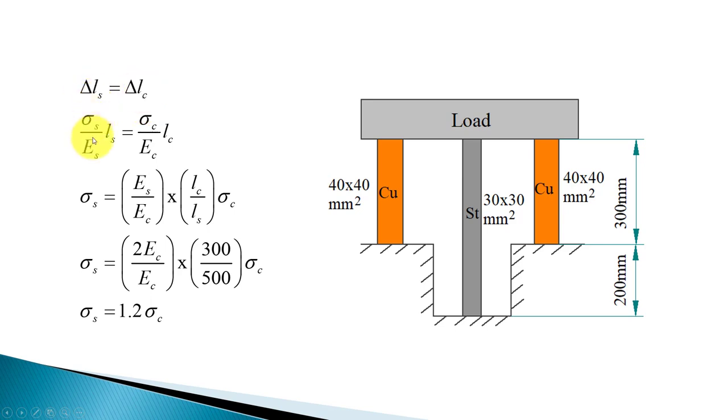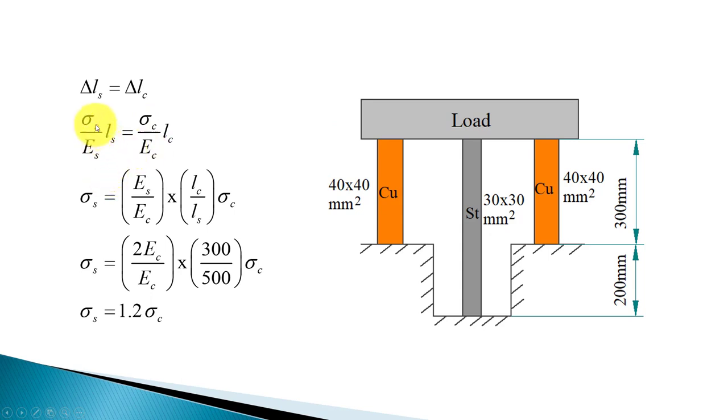Now delta LS is strain multiplied by length. So strain is sigma S by ES for steel. Strain in steel is sigma S by ES into LS is equal to sigma C by EC, that is strain in copper, into length of copper rod. So here LS is not equal to LC, so that will not cancel. So reduction in length in both the materials are equal, but strains are not equal because this reduction in length is in different length of the bars. So strains are not equal.